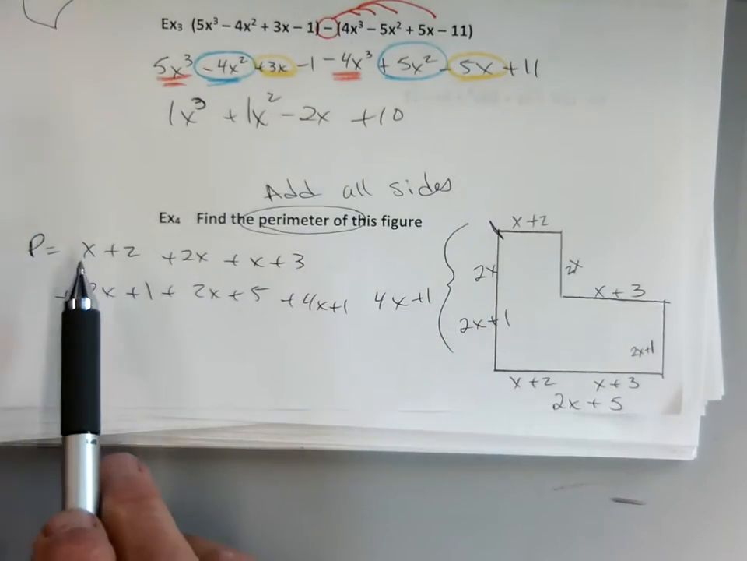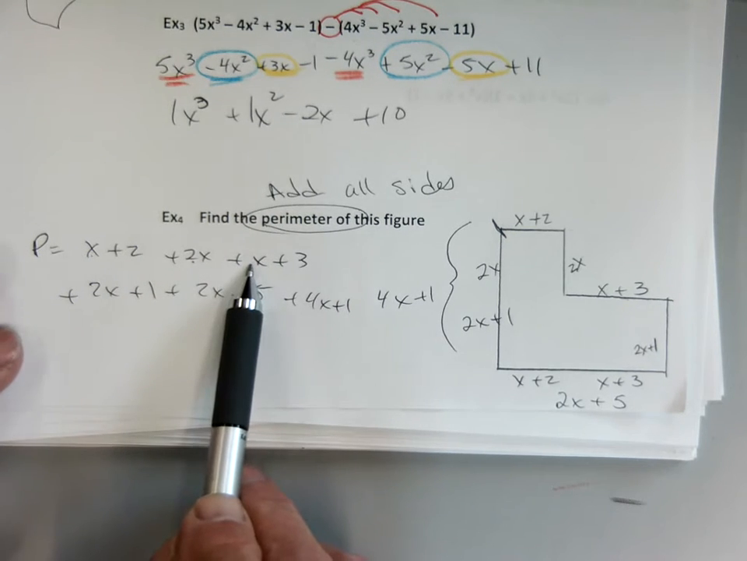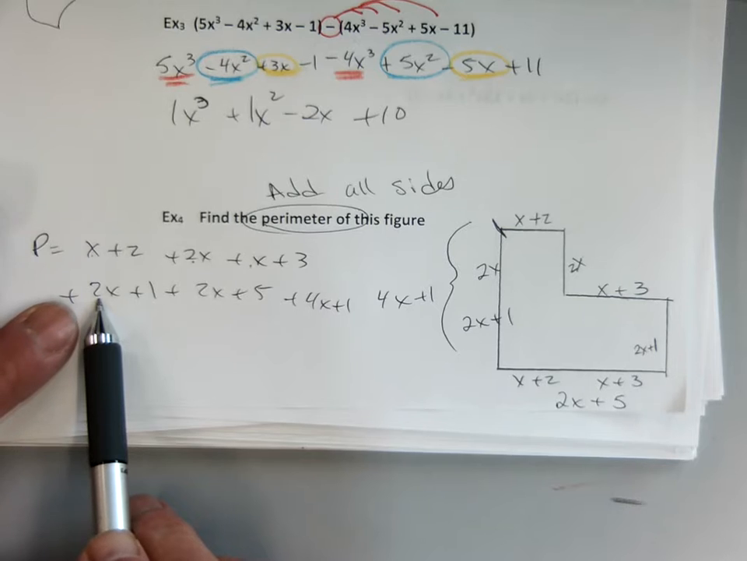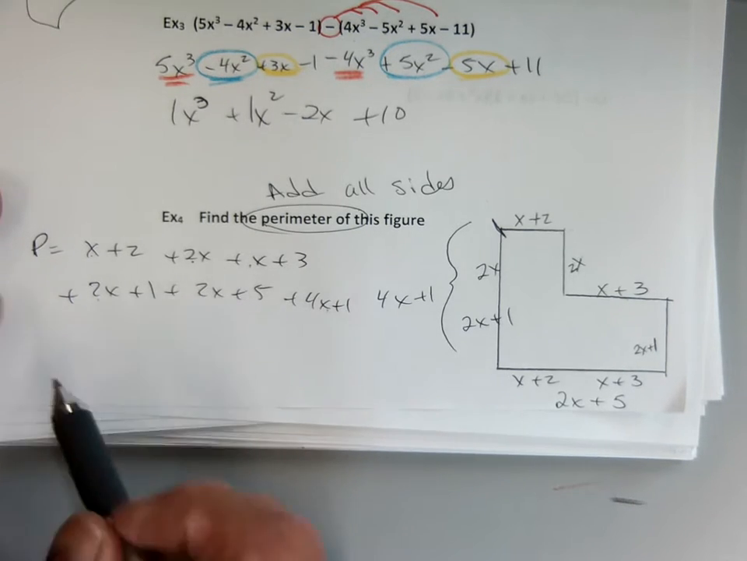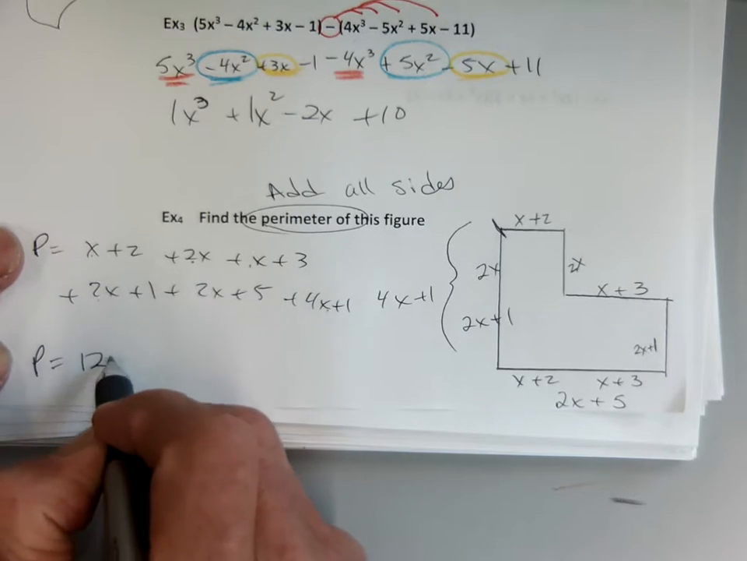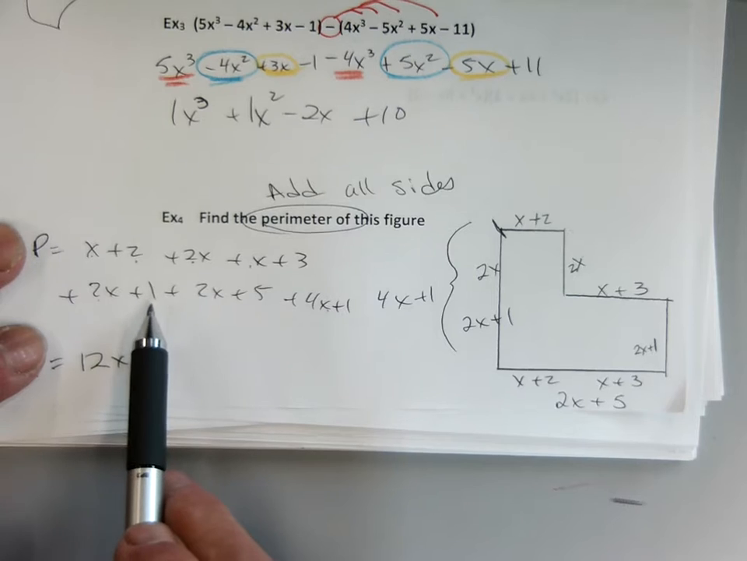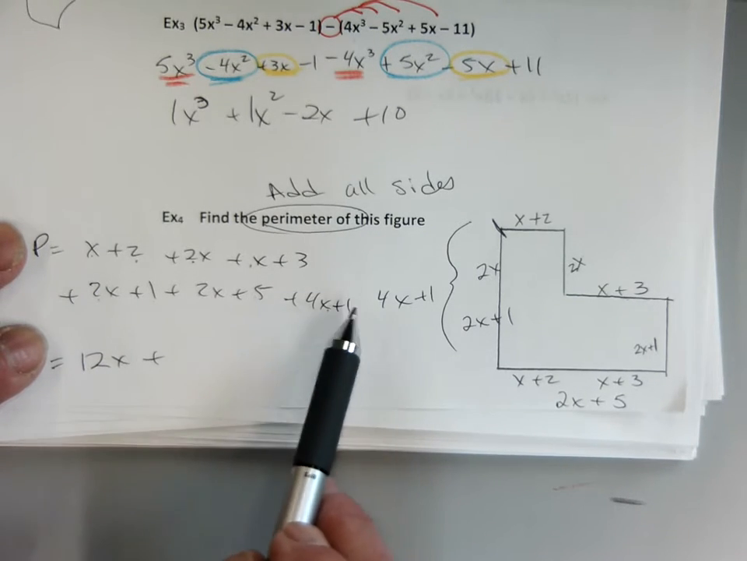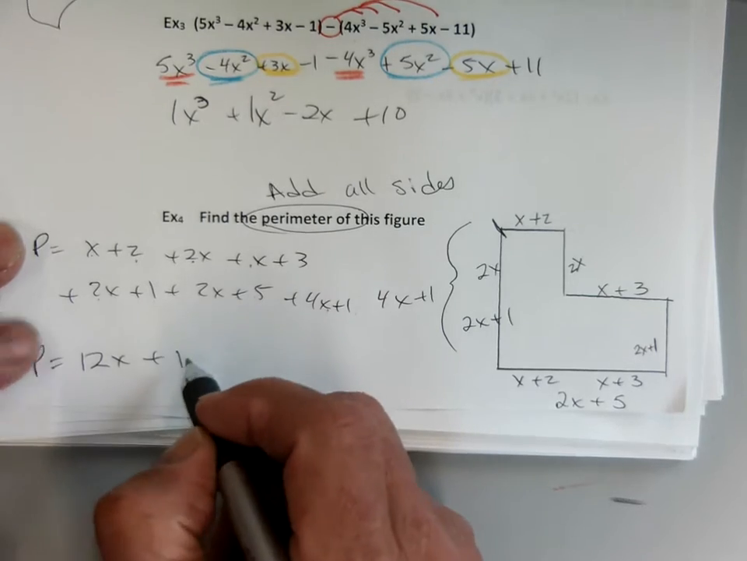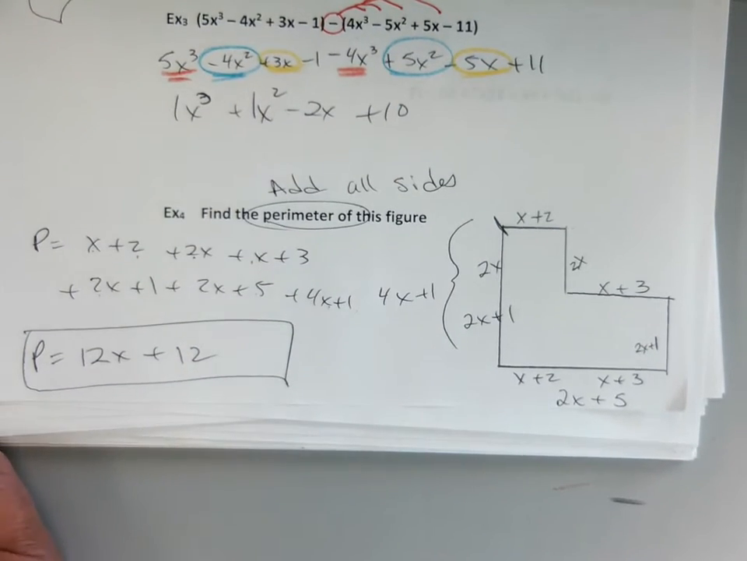Okay, let's see what I got. 1x, 2, 3x's, 4x's, 5, 6x's, 7, 8x's, 9, 10, 11, 12x's. So my perimeter is going to be 12x's plus, let's see, I've got 2 plus 3 is 5, 1 is 6, 6 plus 5 is 11, plus 1 is 12, right? Now, if we knew the value of x, we could plug it in. We could figure out what the perimeter of this thing is, right?